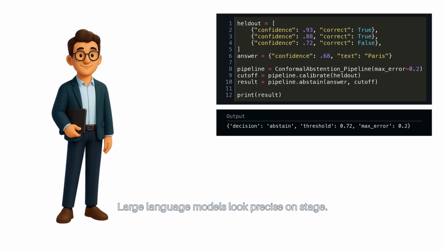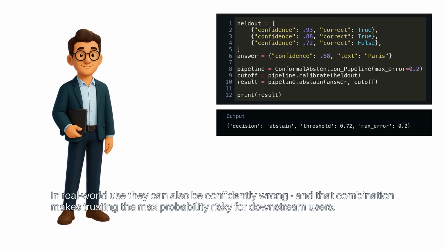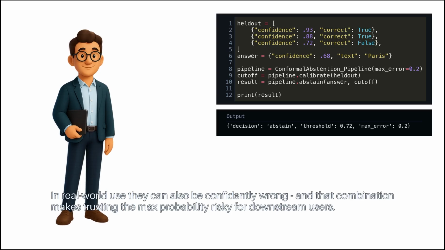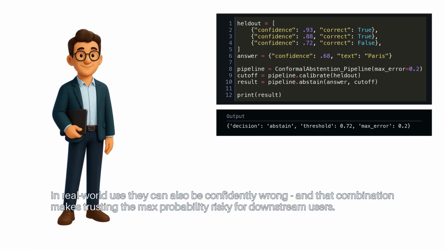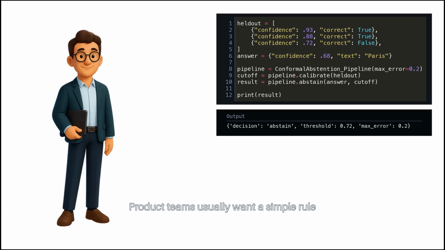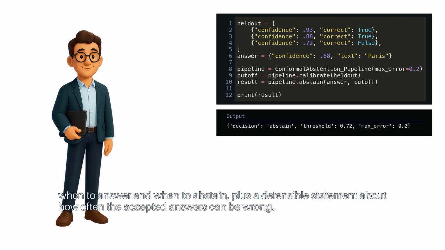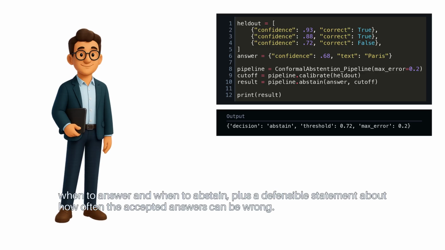Large language models look precise on stage. In real-world use, they can also be confidently wrong, and that combination makes trusting the max probability risky for downstream users. Product teams usually want a simple rule: when to answer and when to abstain, plus a defensible statement about how often the accepted answers can be wrong.